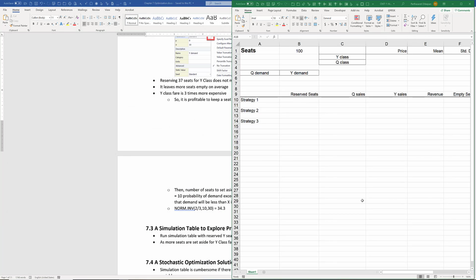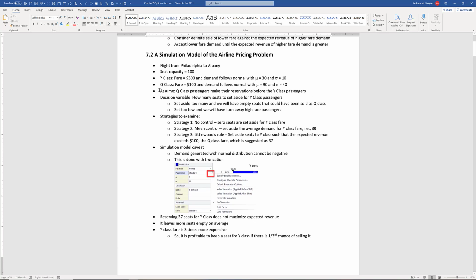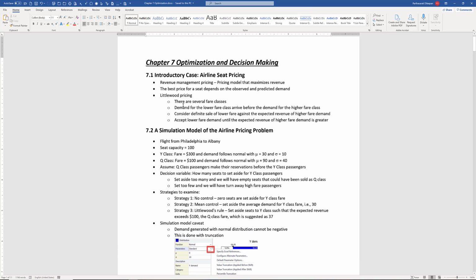So if you go NORM.INV, probability is 2/3, mean is 30, and standard deviation is 10, then you get 34.3. So 34.3 is the point, and let's round it to 34. So we reserve 34 for Y class. The rest of it you sell, and that would be the point at which Littlewood pricing will kick in.